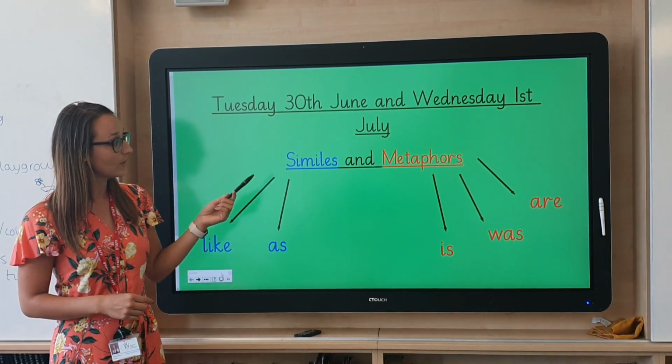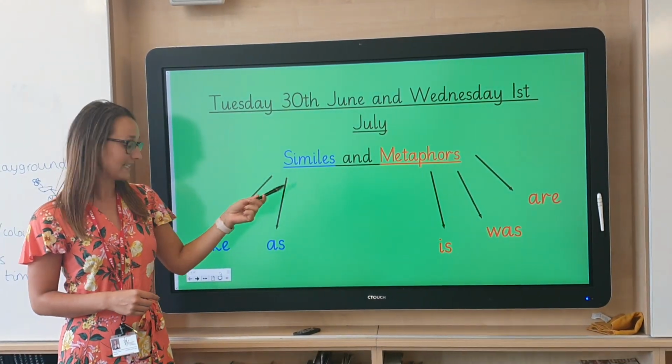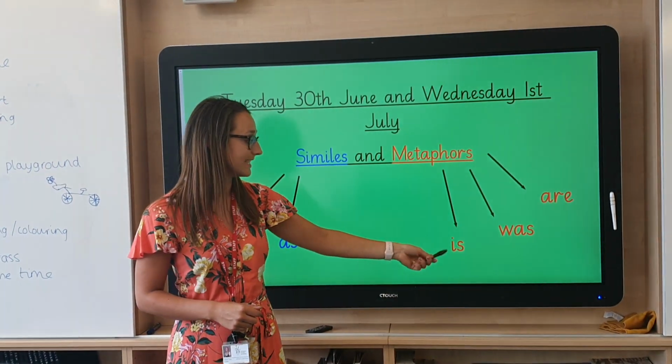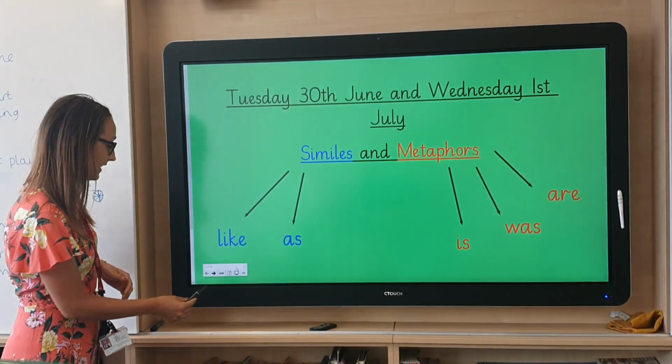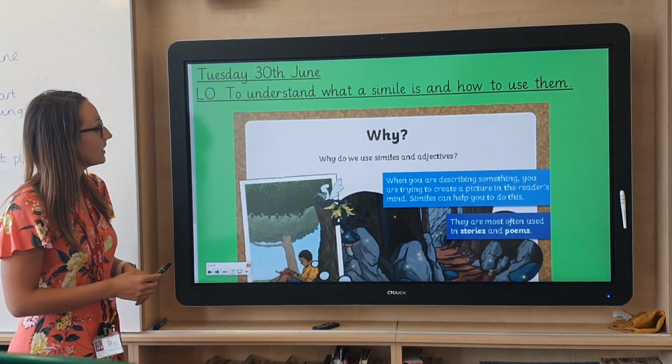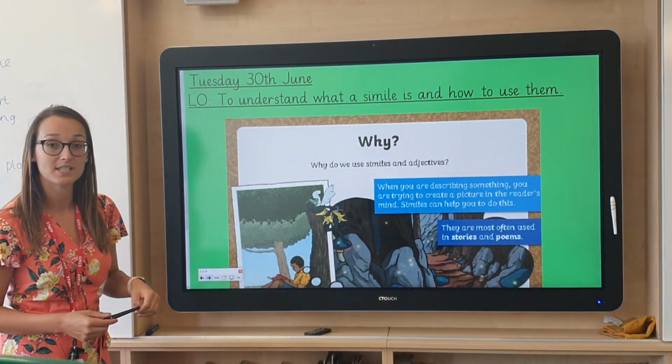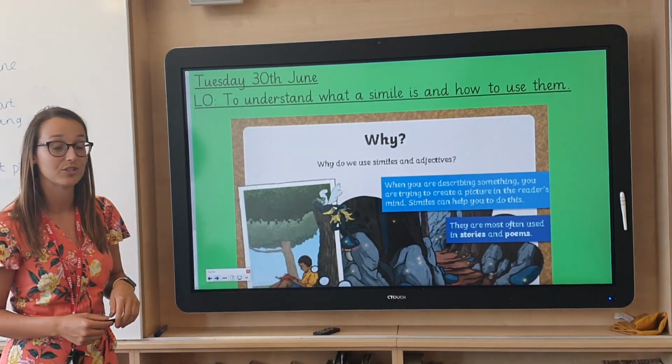So, just a quick recap. Hopefully you'll remember that similes use the clue words like and as, and metaphors use the words is, was and are. Okay? So, first of all, this is Tuesday's lesson, and we're going to be understanding what a simile is, recapping, and how to use them.